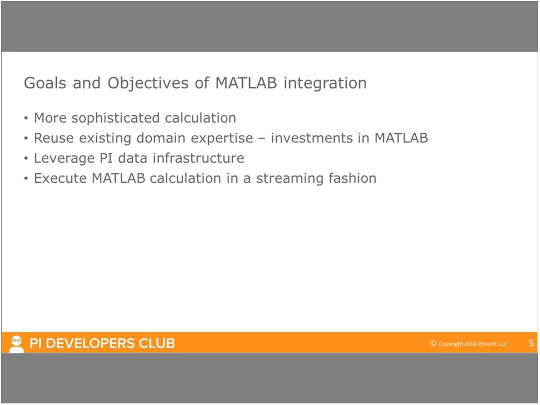So one of the goals and objectives of this integration between OSIsoft and MathWorks, specifically in AF and Asset Analytics: we have had many customers ask for ways to do more sophisticated calculations. As you know, AF with Asset Analytics provides you over 130 native functions, but many of these functions are insufficient for the type of calculations that end users want to do. We have a lot of customers who have a lot of domain expertise that has been codified into MATLAB. A lot of these engineering calculations have been around for a very long time. And my goal from OSIsoft's perspective is to encourage our customers to reuse all this investment that they have put into MATLAB.